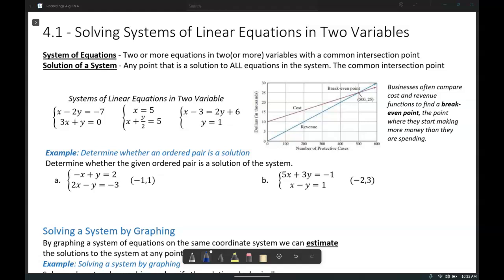common intersection point. And the point where those two lines cross is called the solution to a system. More formally, it's any point that is a solution to all the equations in the system. And we can represent them in a few different ways.